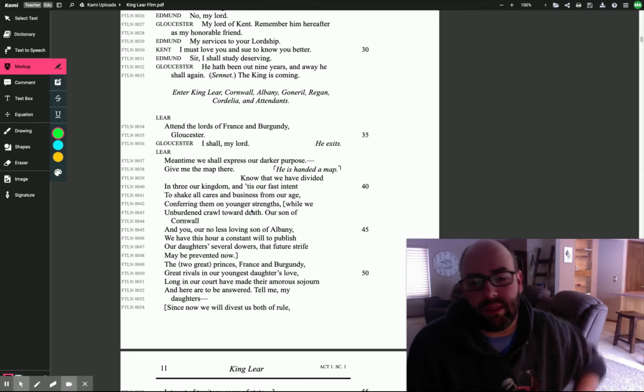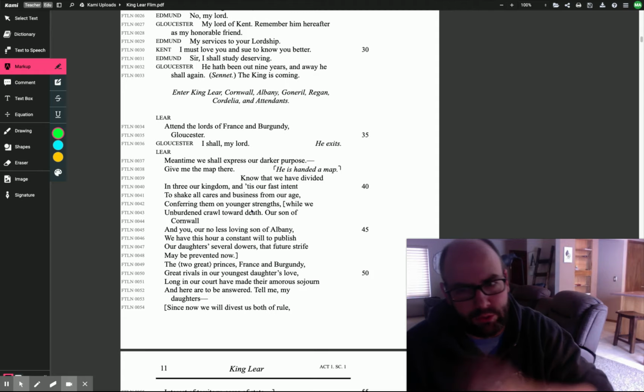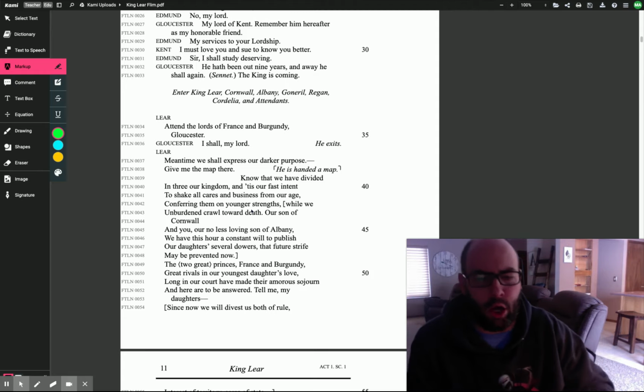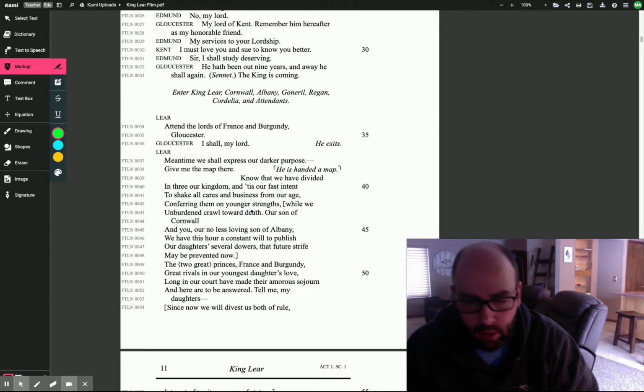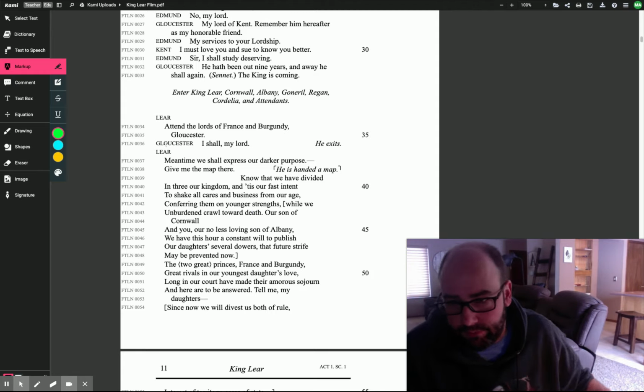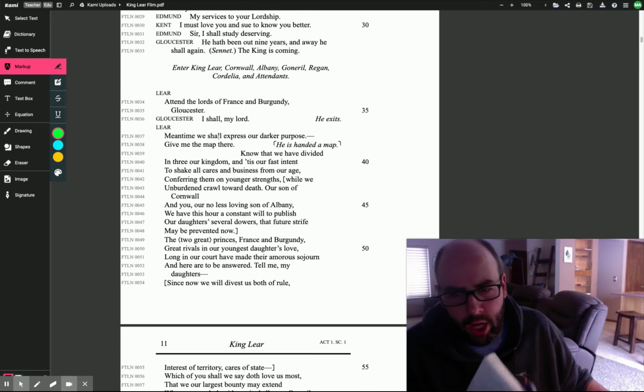I need to read it as an old man. "Attend the lords of France and Burgundy, Gloucester." So he goes off to go get him. "Go, Gloucester, go in." "I shall, my lord." He exits. "Meanwhile, we shall express our darker purpose. Give me the map there."